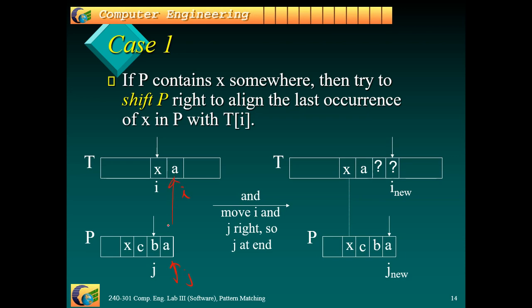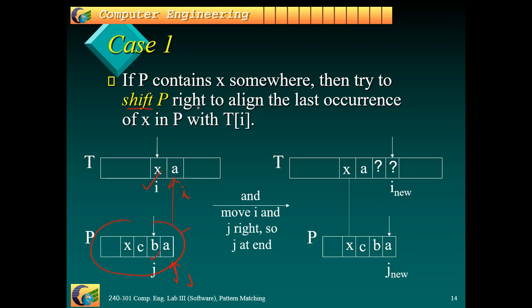Now after you have compared, when you got a match, then you decremented. So I is here, now J is here. You can see there is a mismatch, right? So when there is a mismatch like this, what happens? What you do is you are going to shift P. This pattern is going to be shifted to the right.